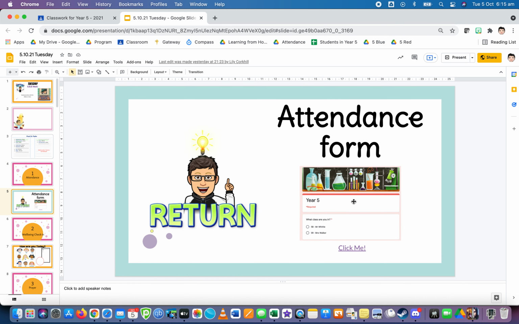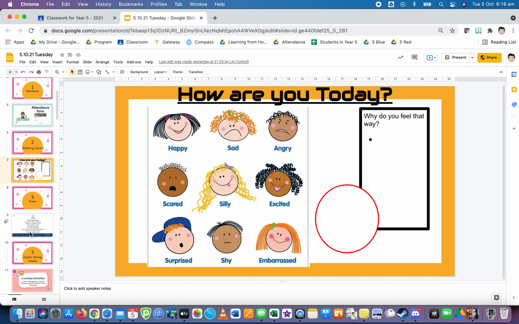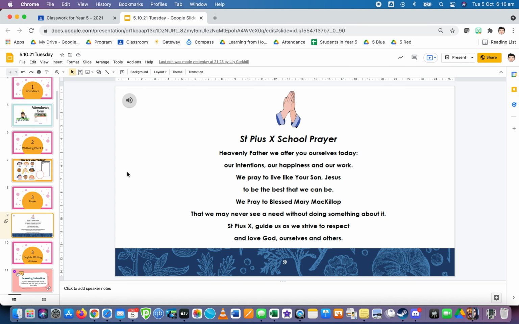Attendance, make sure you fill in your attendance form. Wellbeing check, how are you today? How are you feeling on your return to school? Why do you feel that way? Prayer, there's the voice to listen to it.